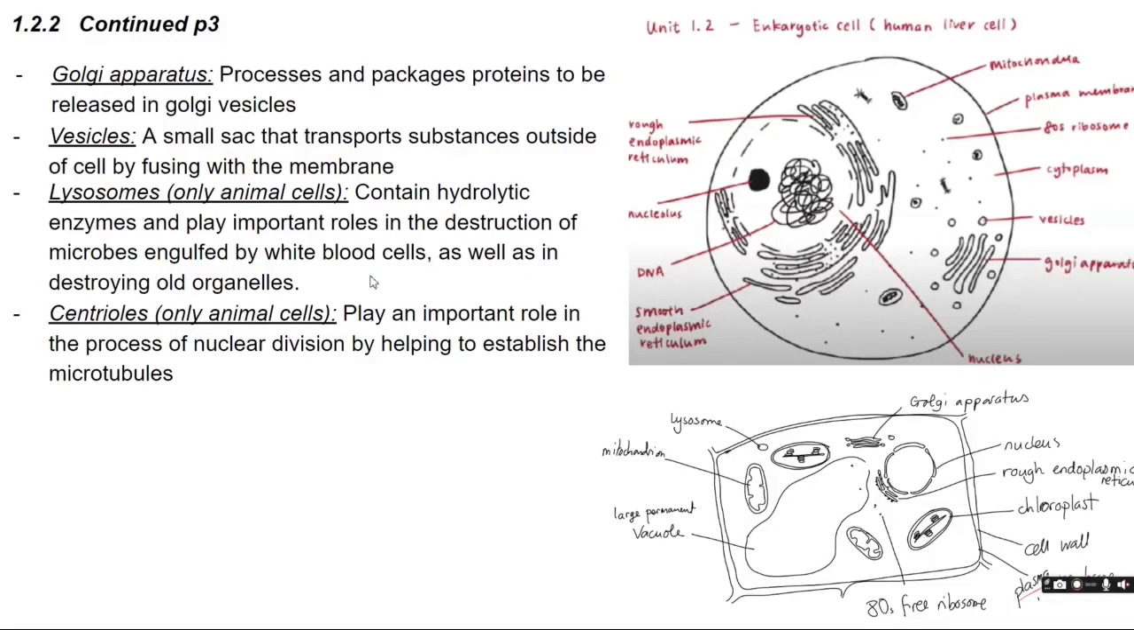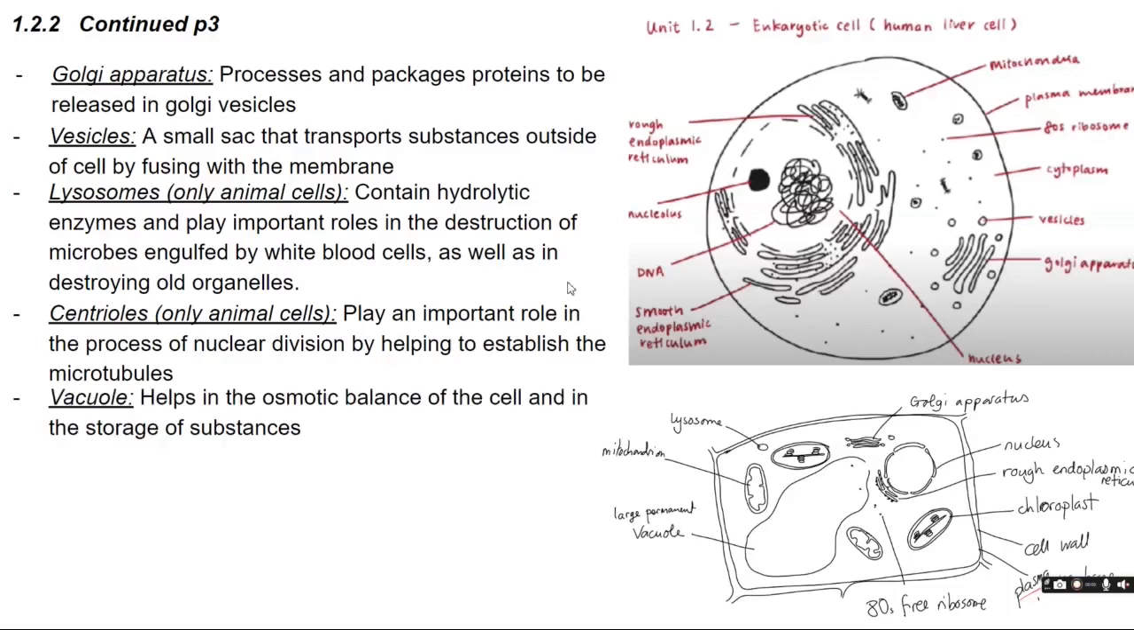Then we have centrioles, which are also not here. So centrioles play an important role in the process of nuclear division, so the splitting of cells, by helping to establish microtubules, which we'll discuss in another section. Then we have the vacuole, so this is actually found in both plant and animal cells. Plant cells have a larger vacuole, and it helps with the osmotic balance of the cell, so the water balance, and in storage of certain substances.